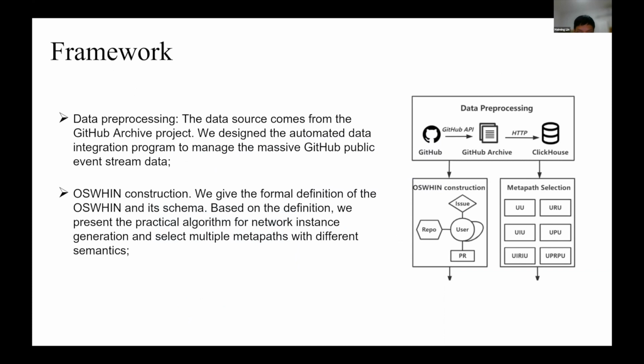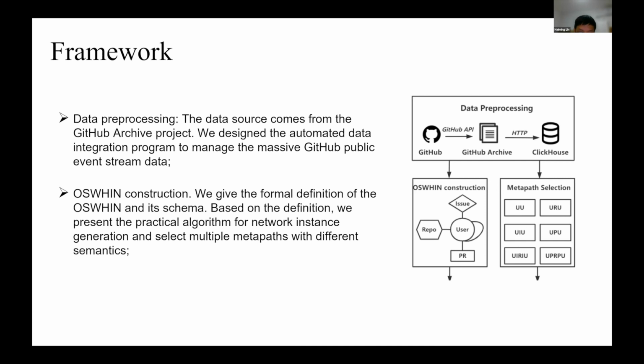The framework we propose consists of 4 stages. The first one is data preprocessing. The data source comes from the GitHub Archive project. We designed an automated data integration program to manage the massive GitHub public event stream data.